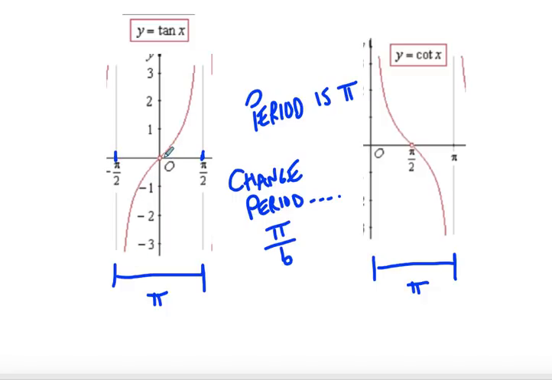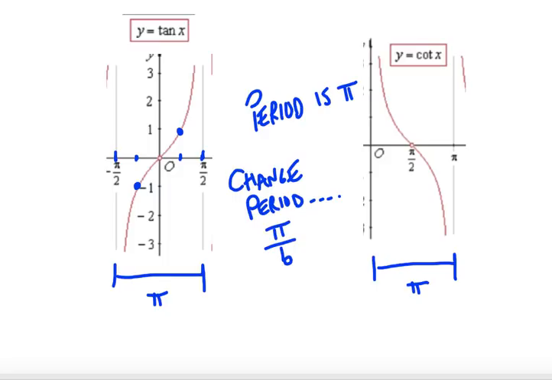As far as amplitude goes, this has an amplitude of 1. What you have to kind of imagine is going over about halfway and then up 1. And then this going over about halfway and down 1. That helps you with the period. Or I'm sorry, the amplitude.